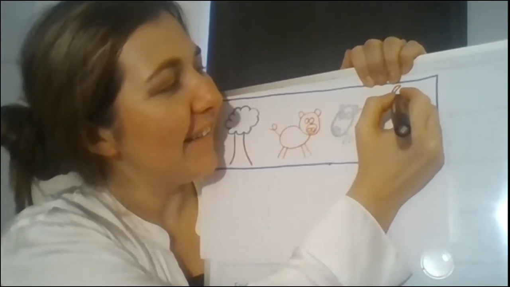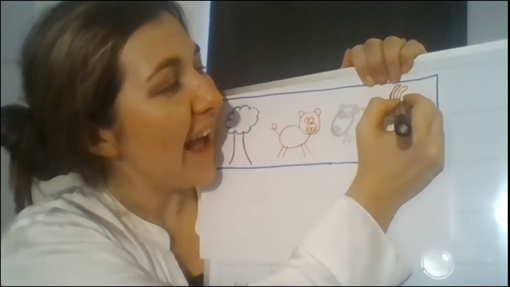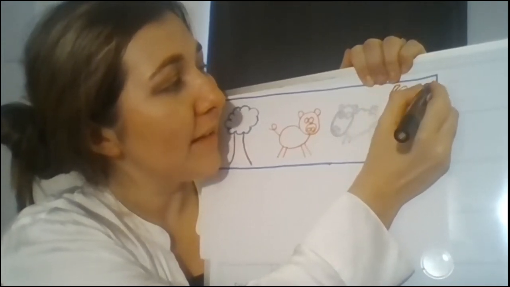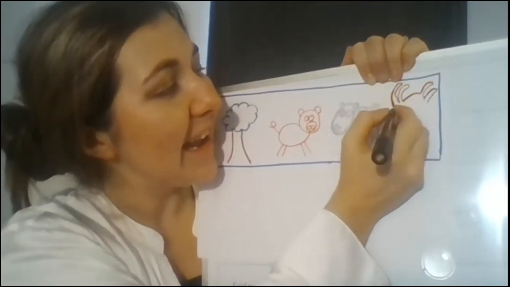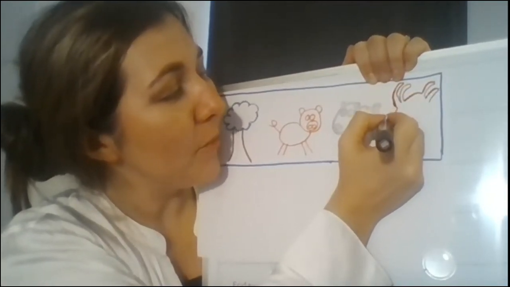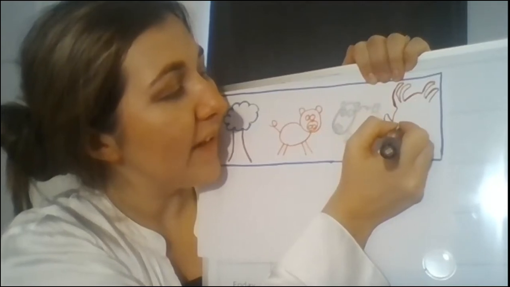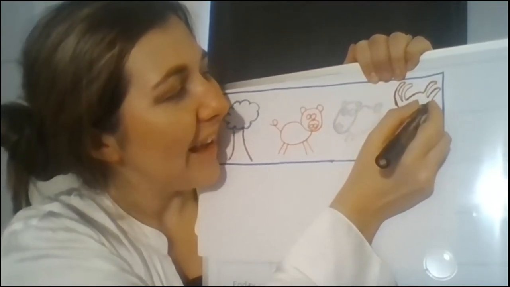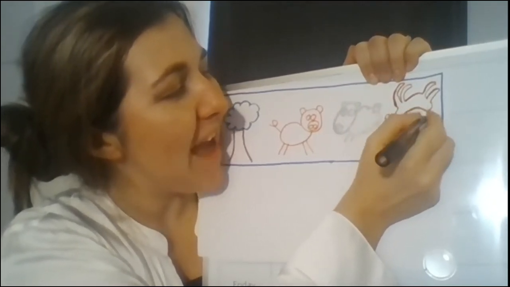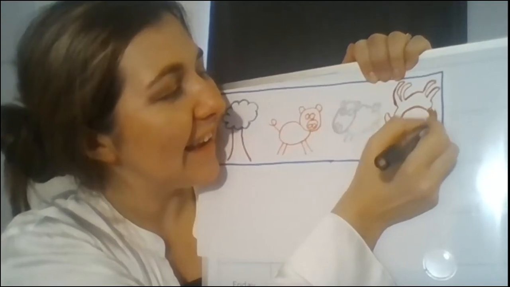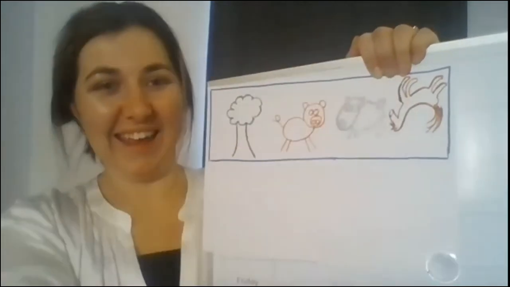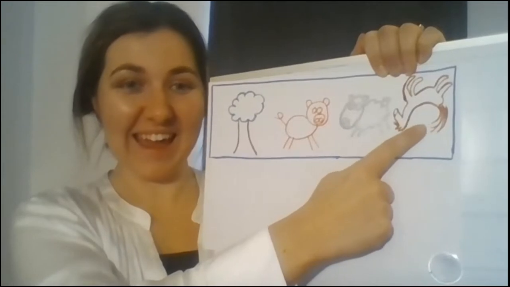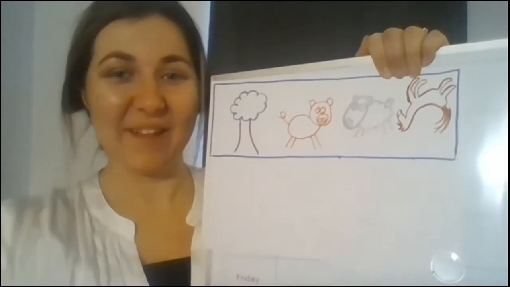And Harry the horse is doing a backwards somersault. So I'm drawing Harry here. He's gone upside down and he has flipped. He's doing the most amazing dancing that they have ever seen. Can you see here Harry the horse?